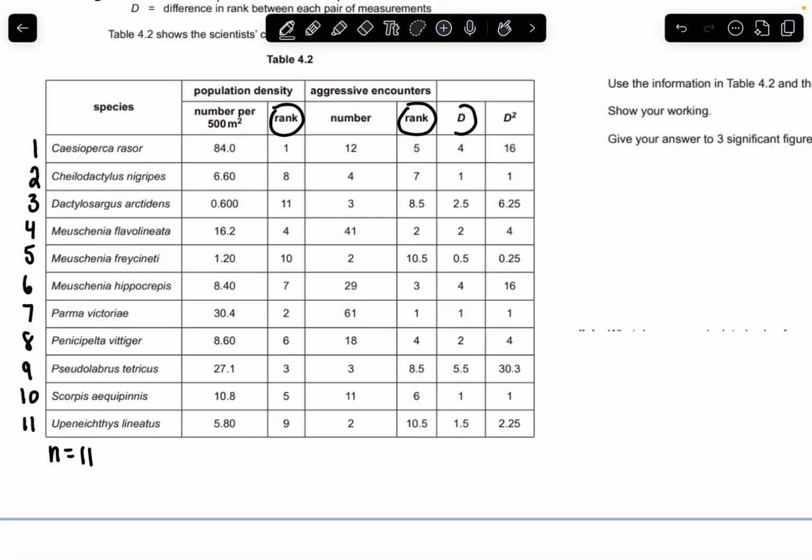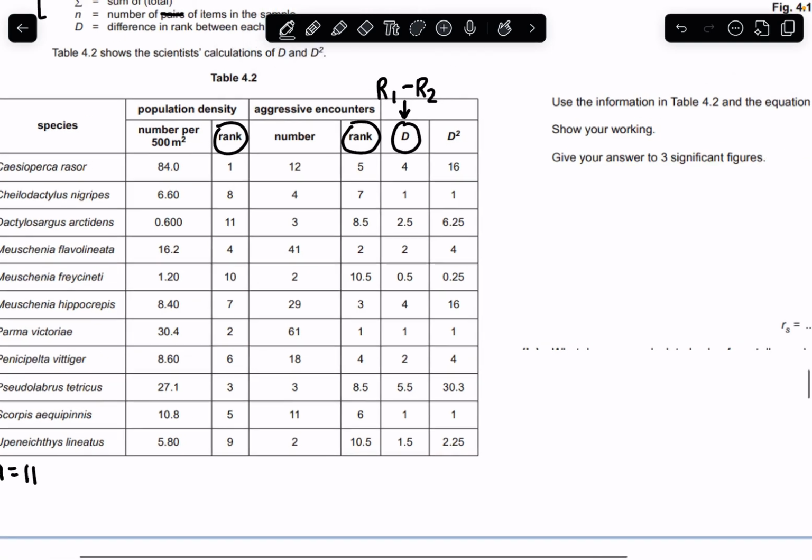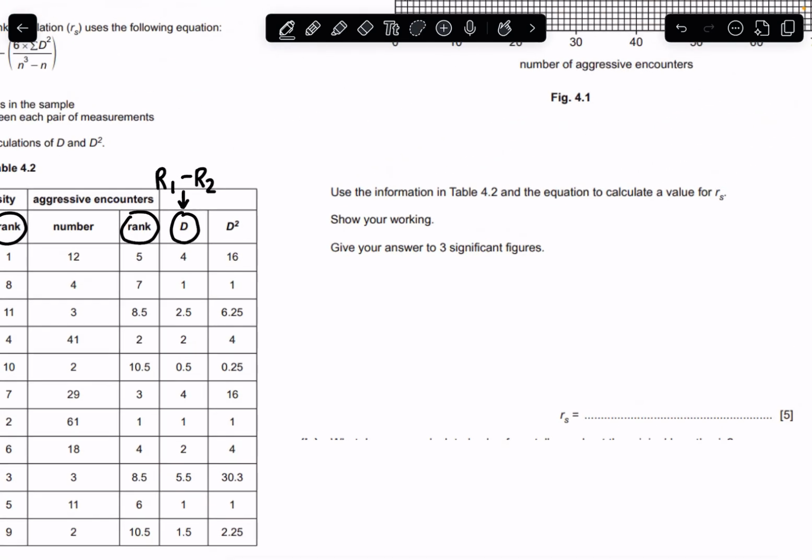Then we have D. D is the difference between rank 1 and rank 2. So that's what D stands for, rank 1 minus rank 2. And then you're going to take the answer from rank 1 minus rank 2 and square it. So if you get a negative number for rank 1 minus rank 2, don't worry, when you square things, it becomes a positive number. So let's go ahead and look at what we need to do.